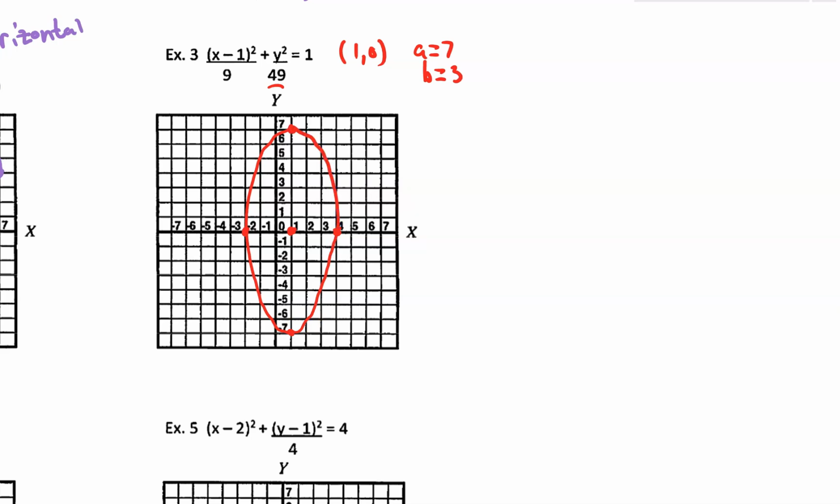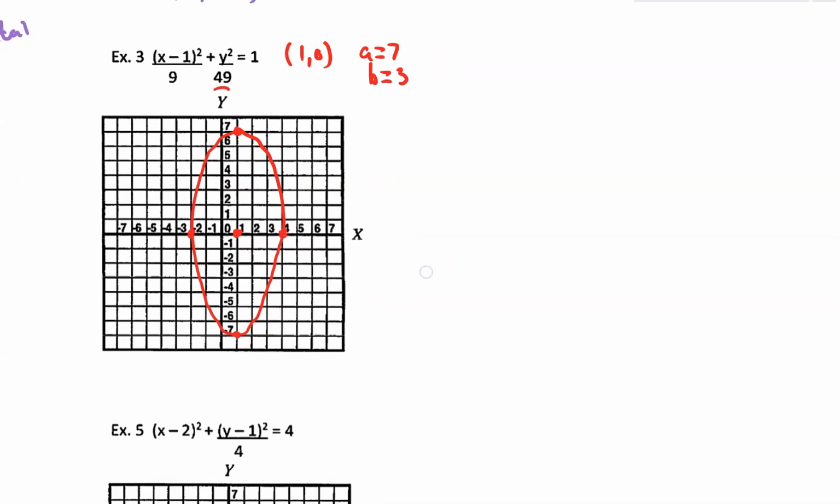Like I said, do your best to draw them. In this case, I need to find certain things. I know what my center was. I already said that. We need to find the foci. So for the foci in this case, c squared is equal to 49 minus 9. So c squared is equal to 40. c would equal the square root of 40, and so that equals 2 square roots of 10.